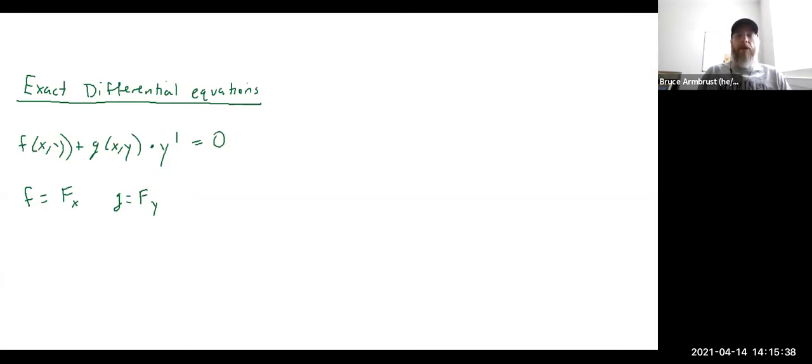Now, if you look at the book, and I think this is pretty common in lots of other places, you'll see this written as M of x y plus N of x y times y prime. But you still have that M is the partial of something with respect to x, and N is the partial with respect to y of that same function. Let me show you an example of one, just so you can see what I mean here.